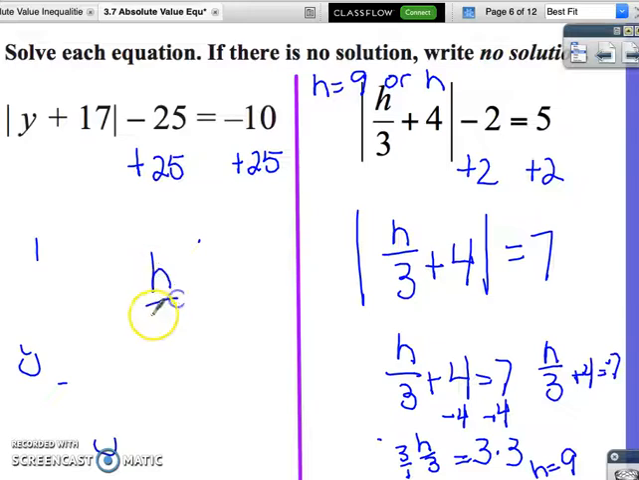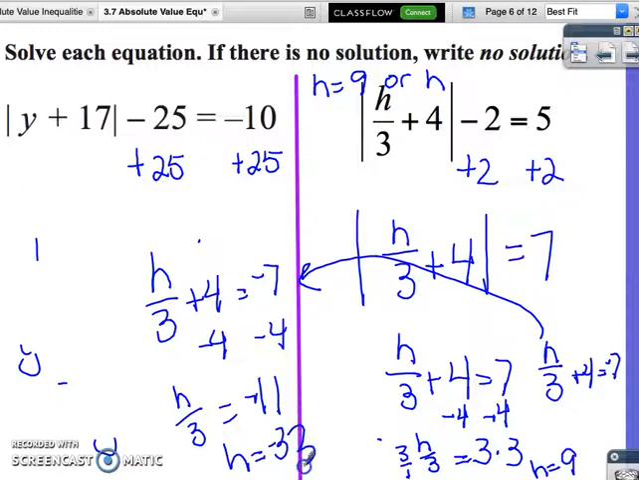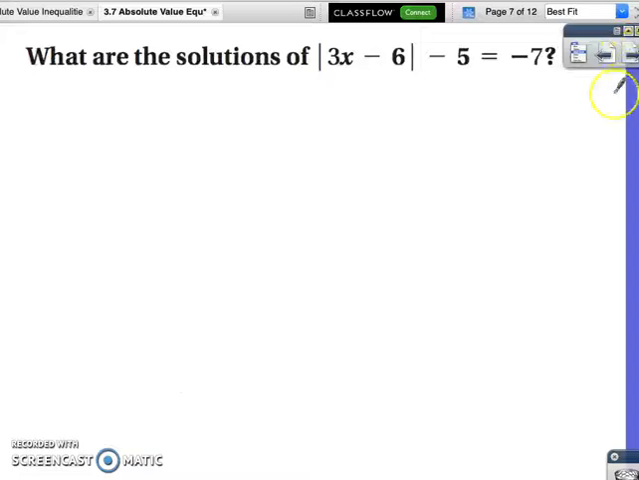So here, h divided by 3 plus 4 equals a negative 7. I just brought this over here. Okay, so minus 4, h over 3 equals a negative 11. Multiply both sides by 3, and I get h is equal to negative 33, I believe. Okay, I should take the time to put those numbers, either 9 or negative 33, back into this equation, but I am running out of time, so I'm going to go on.